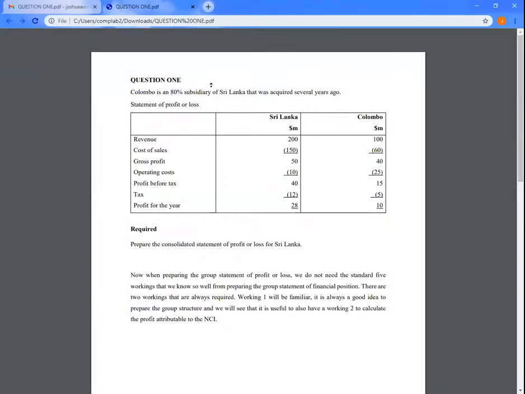So we are told here Colombo is an 80% subsidiary of Sri Lanka, meaning that Sri Lanka is the parent. Colombo is a subsidiary that was acquired several years ago. Then they have given us the statement of profit or loss for the parent and for Colombo, our subsidiary. We are required to do something very simple here: prepare the consolidated statement of profit or loss for Sri Lanka, for the group.